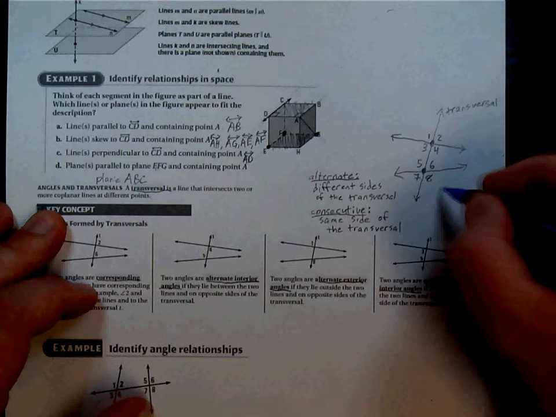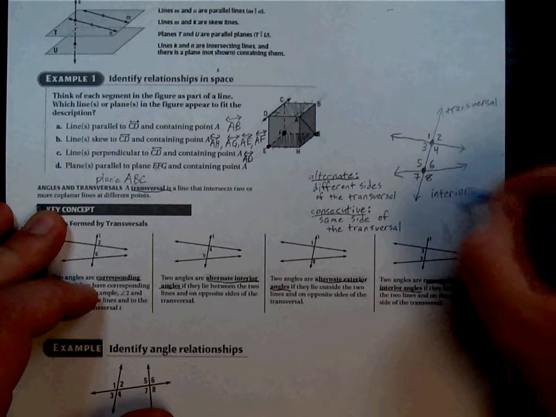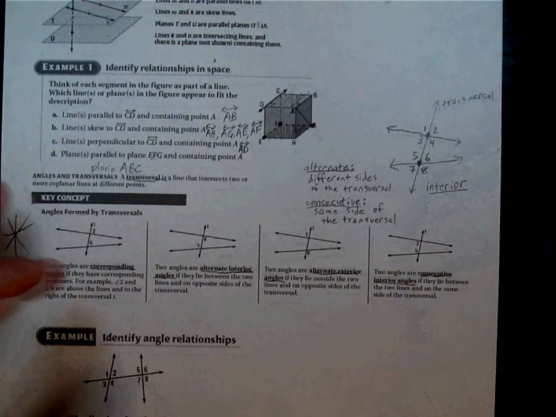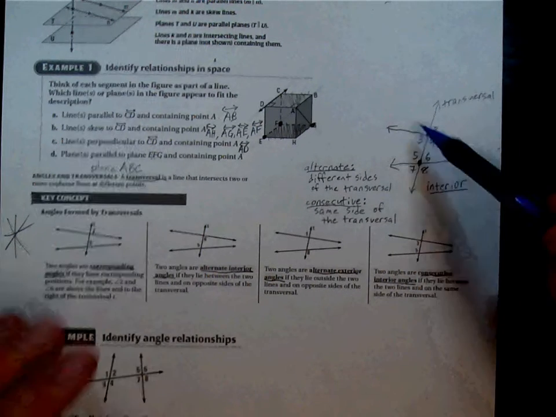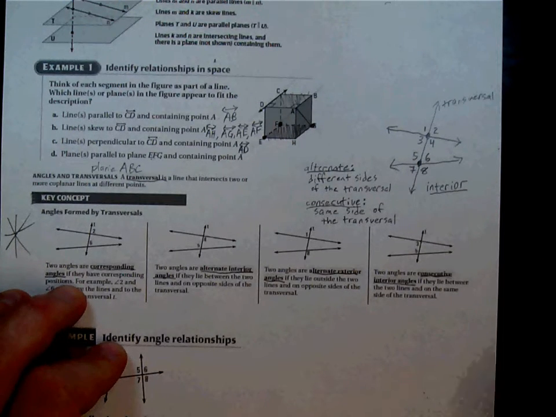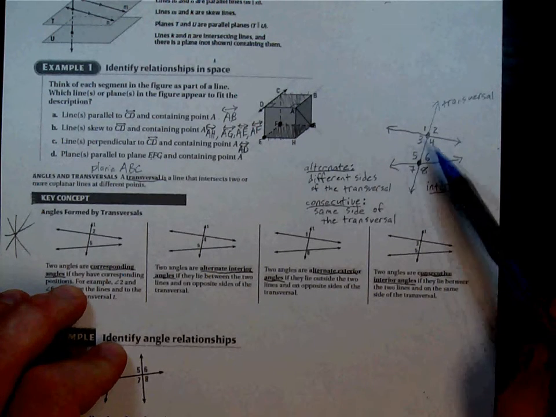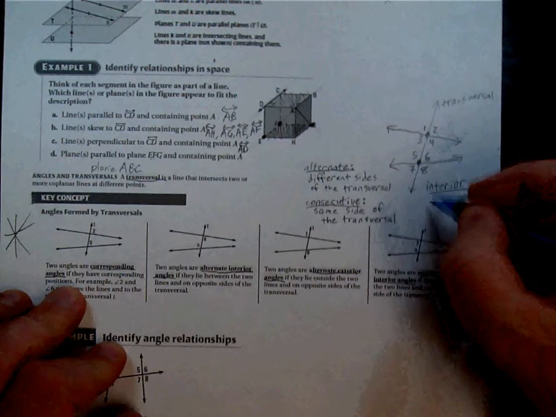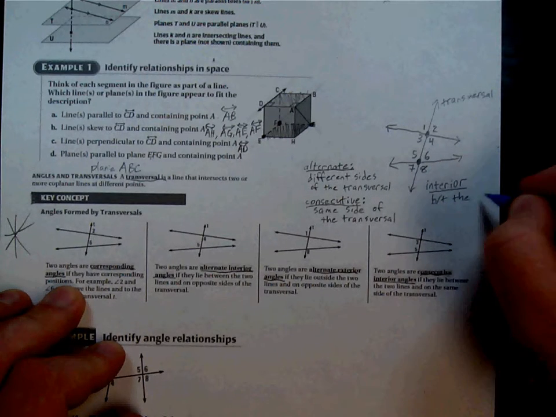And then we also see interior versus exterior. So interior, just like if you have an interior decorator, they're decorating the inside of the house. Interior is the inside of these two lines, so it's between the lines. So you're ignoring the transversal right now, but you're looking between the lines. So in this picture, 3, 4, 5, and 6, those are the angles that are between the lines. Those are your interior angles. So between the two lines.